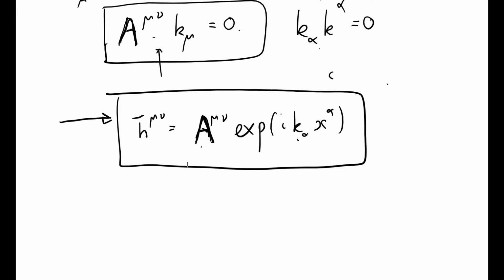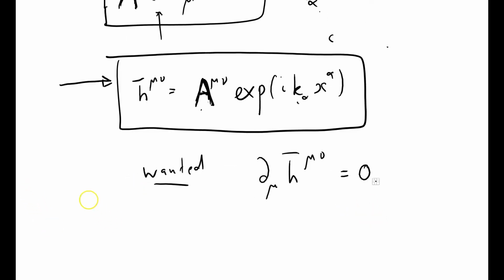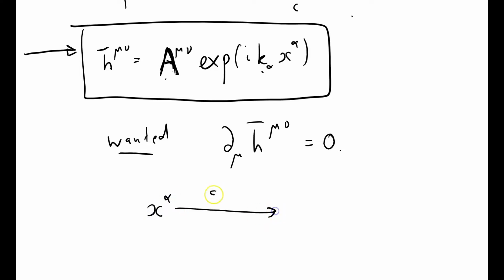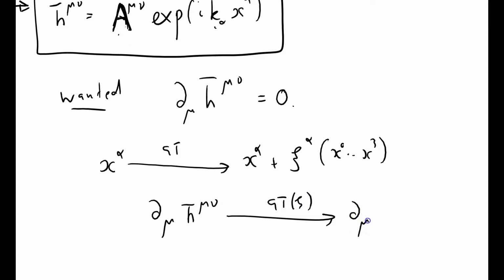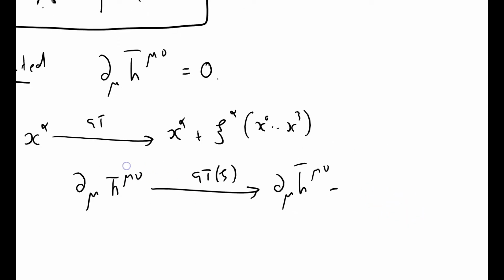Well, the first thing I wanted to do was to remind you what the gauge transformations were. We wanted to insist that ∂_μ h̄^{μν} was equal to 0. And we did this by using a gauge transformation. x^α maps under a gauge transformation to x^α plus a small perturbation ξ^α of x^0 through x^3. And what did that do? That mapped h̄^{μν}, under the gauge transformation of ξ, to what it was before, but minus ∂^μ ξ^ν.